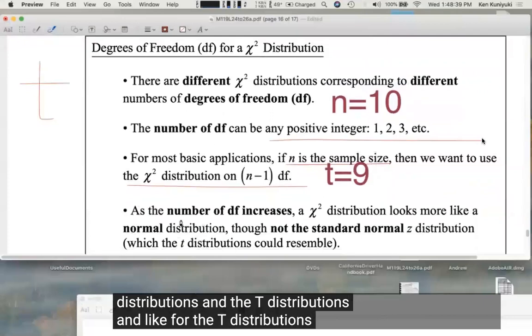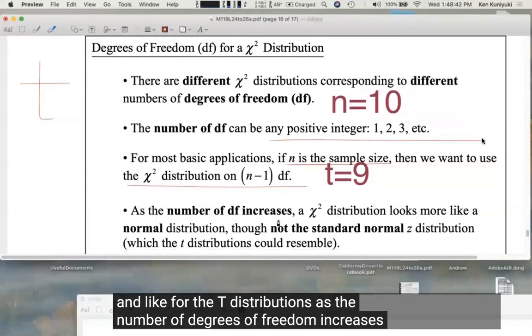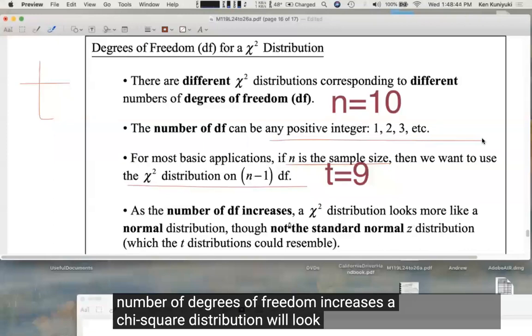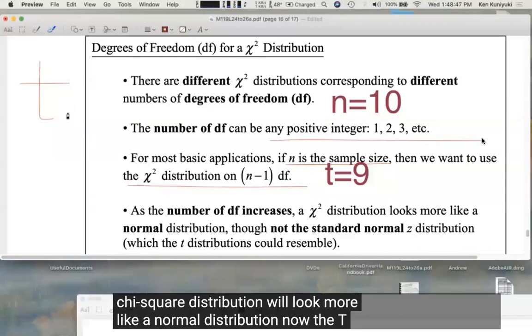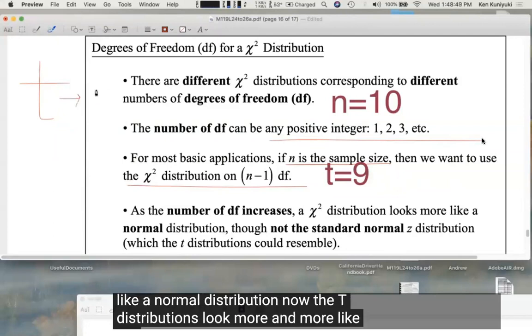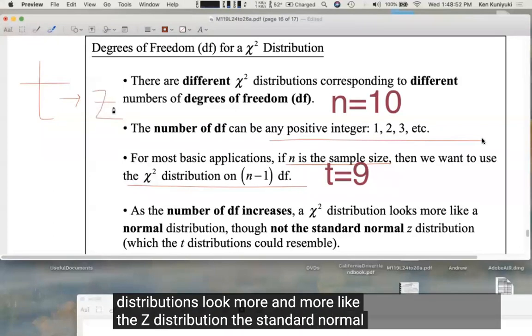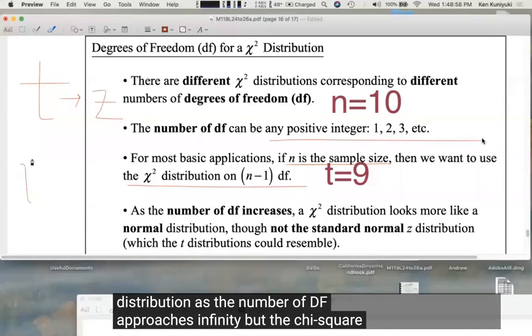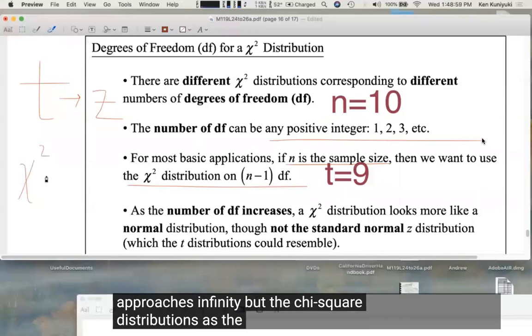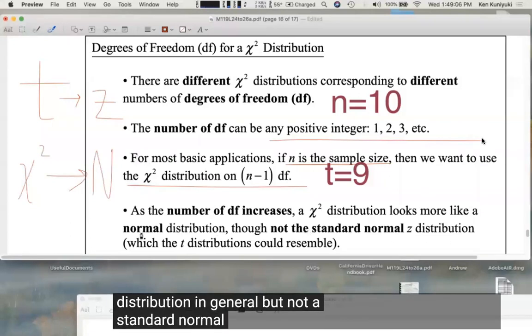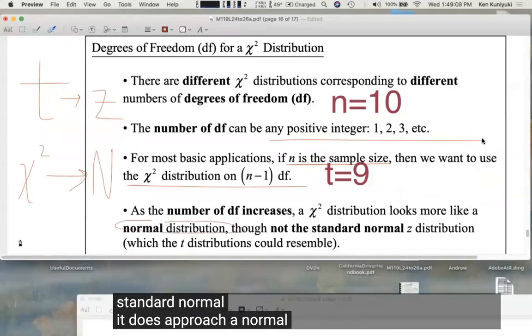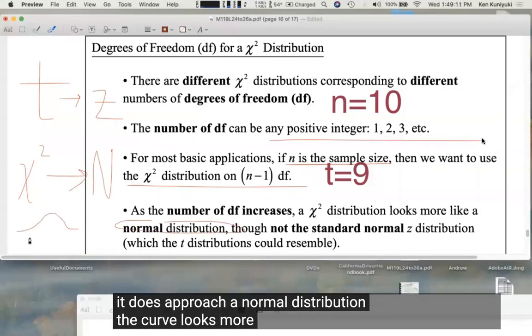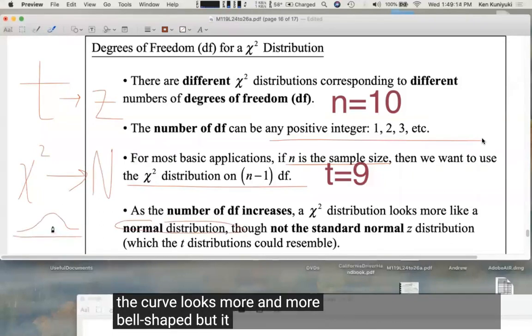And like for the T distributions, as the number of degrees of freedom increases, a chi-square distribution will look more like a normal distribution. Now, the T distributions look more and more like the Z distribution, the standard normal distribution, as the number of DF approaches infinity. But the chi-square distributions, as the number of DF approaches infinity, approach a normal distribution in general, but not a standard normal. The curve looks more and more bell-shaped, but it won't be a standard normal.